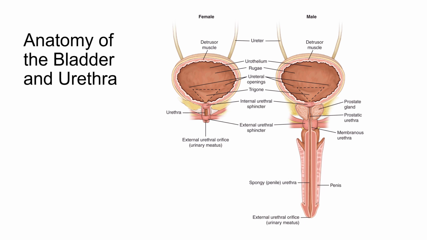Okay, moving on to the structures of the body. So we have the bladder and the urethra. The left is a female, the right is a male. Again, notably, almost everything is the same except for the length of the urethra, larger on the male.